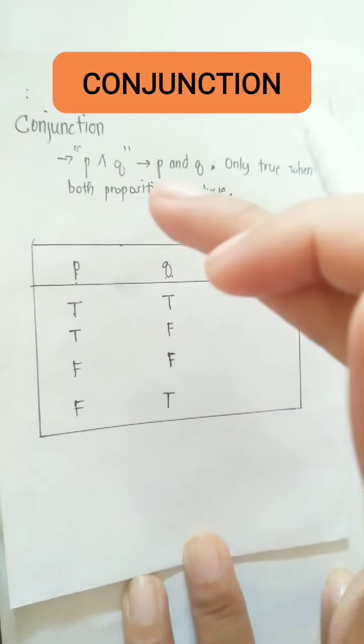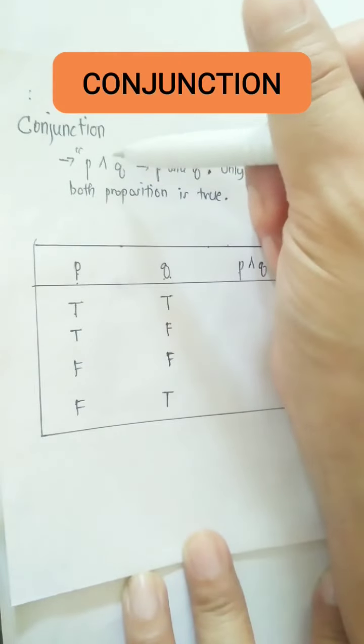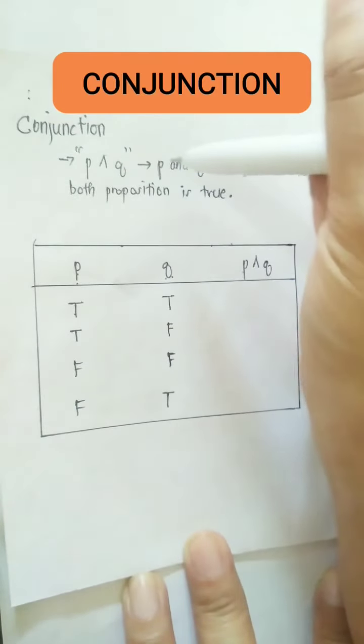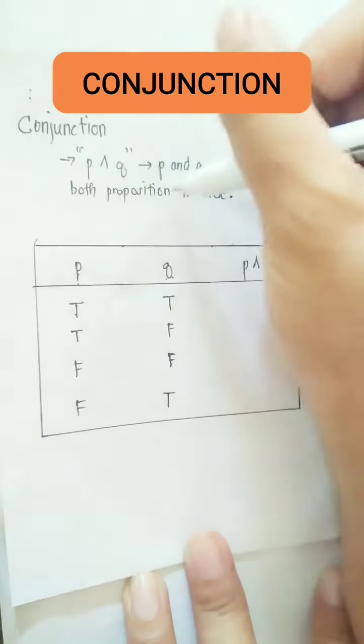Conjunction is one of the operations on propositions. This symbol right here symbolizes conjunction and it is read as P and Q. The statement is only true when both propositions are true.